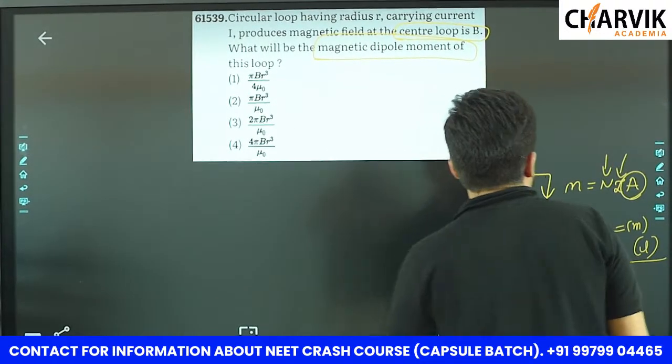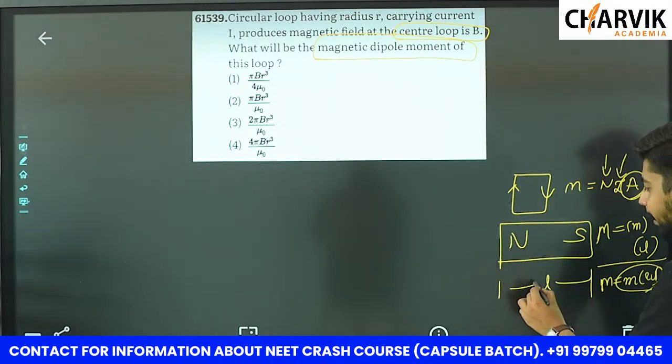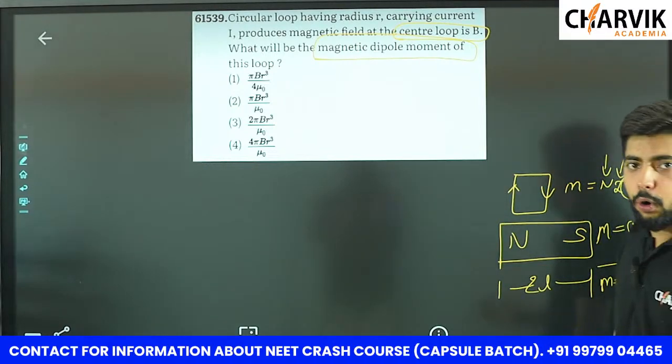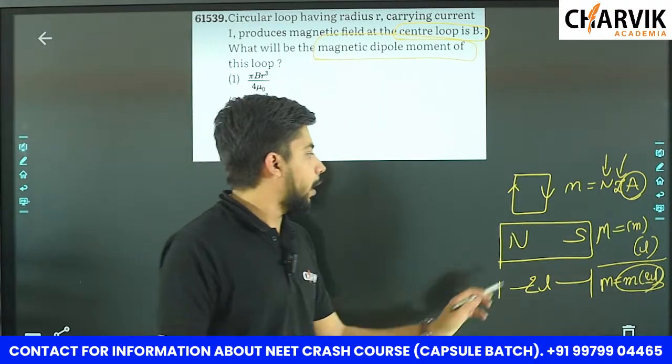If you have written this in school as the magnetic dipole moment equal to m into 2L, just don't get confused. It is possible that in your school, your faculty has taken the length of the magnet as 2L. That is why you have taken the 2 here. That is not a big deal. The only formula is the product of the pole strength into the length of the magnet.